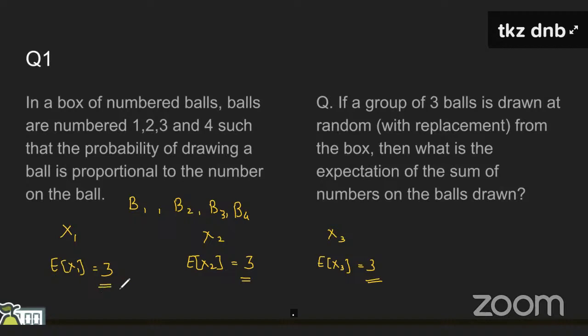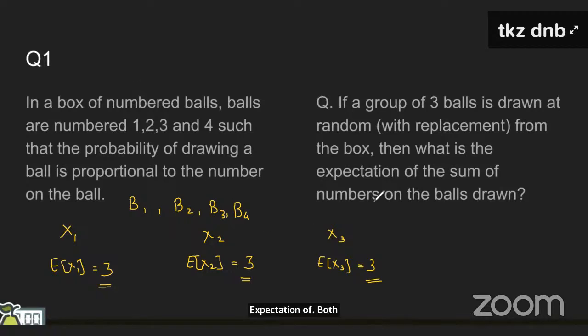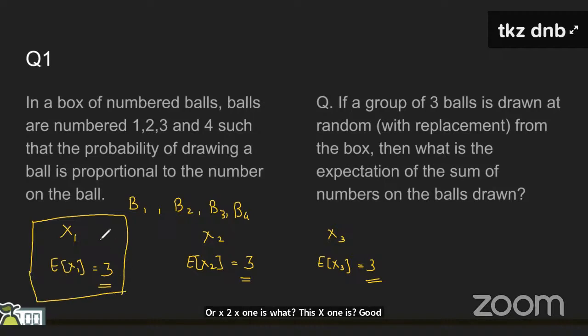Because it is with replacement. I have calculated this in the last question: the expectation of the number on the ball. That's why I am writing 3 again and again. So in this question, x1 is the random variable. When you choose one ball, what is the expected number on the ball? It says the expected number is 3.